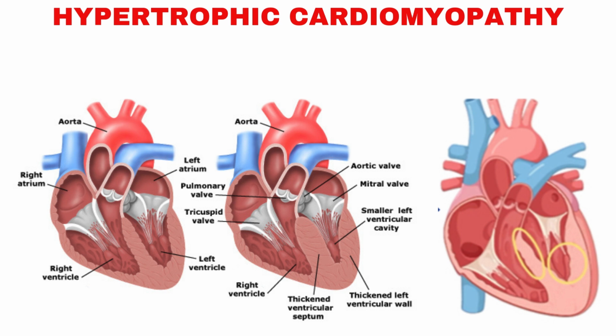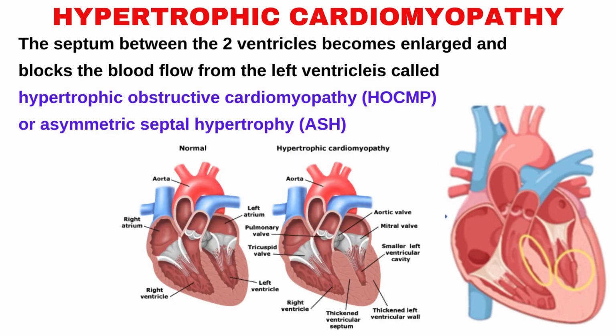Next type is hypertrophic cardiomyopathy. Hypertrophic cardiomyopathy is a genetic disorder that causes asymmetric left ventricular hypertrophy without ventricular dilation. In dilated cardiomyopathy, hypertrophy was not there. Instead, ventricular dilation is present. In one form of the disease, the septum between the two ventricles becomes enlarged and blocks the blood flow from the left ventricle. This is called hypertrophic obstructive cardiomyopathy or asymmetrical septal hypertrophy.